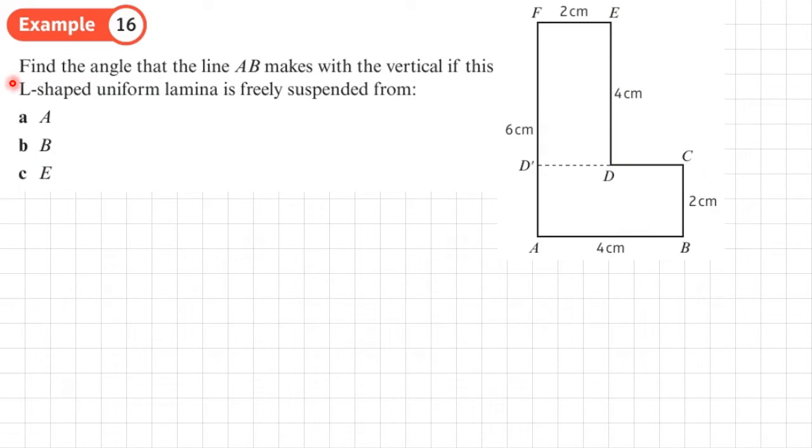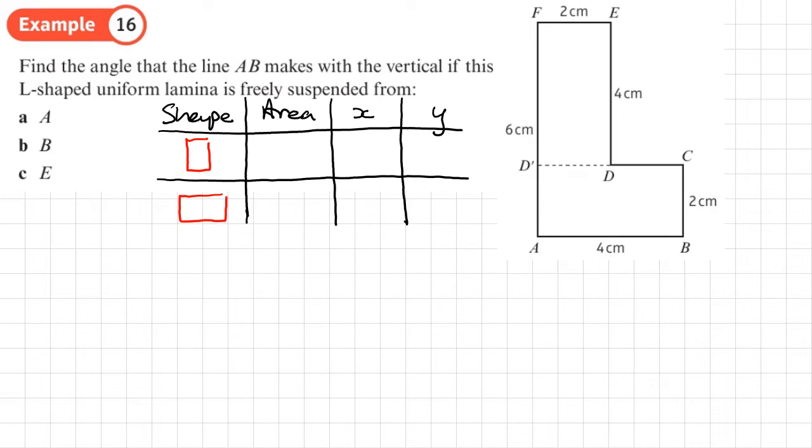Example 16. Find the angle that the line AB makes with the vertical if this L-shaped lamina is freely suspended from 3 different points, A, B, and then E. The first thing that we need to do is to calculate the center of mass. So we're going to do a table. Okay, so here's my table.